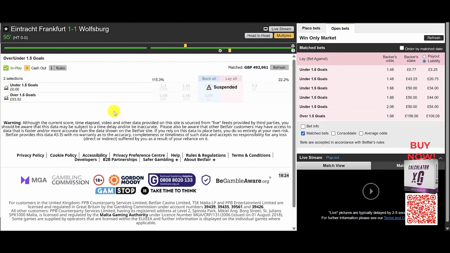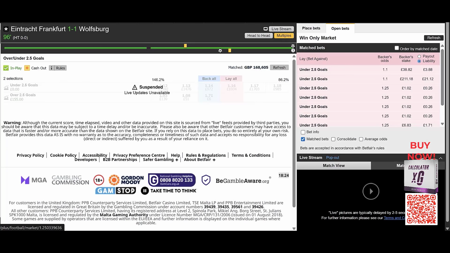96 minutes on the clock, and it has just gone 1-1. Frankfurt 1, Wolfsburg 1. So very, very late, and literally the last kick of the ball, as you can hear there. So anyway, look, we land that profit on the over 1.5 goals, and then we break even on the over 2.5 goals. So anyway, very, very late goal.